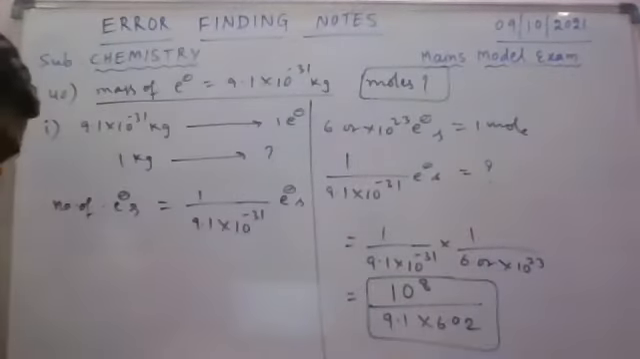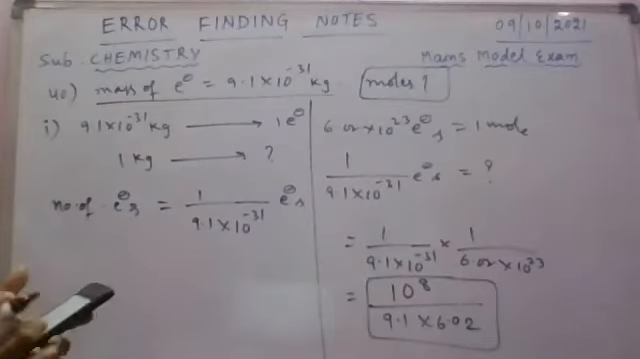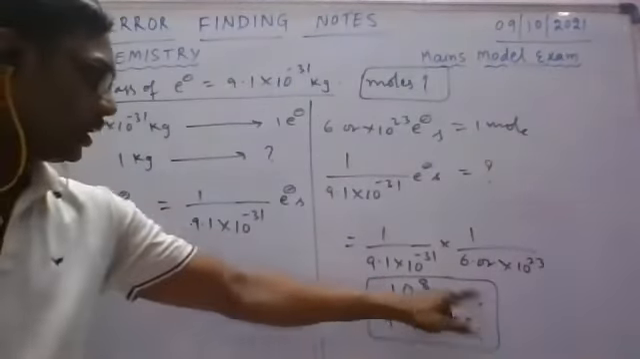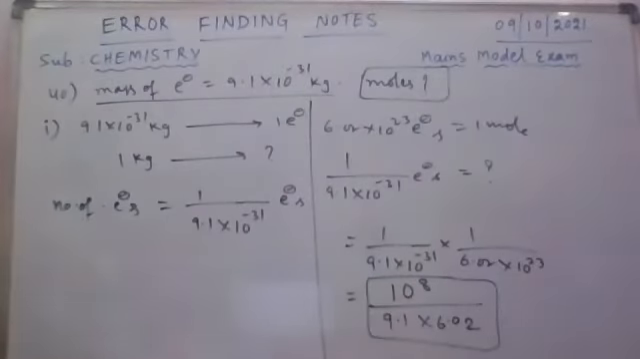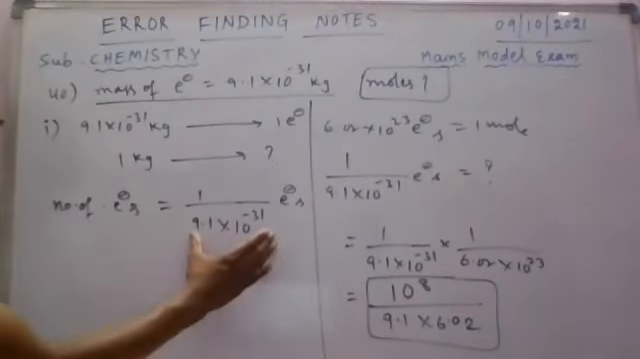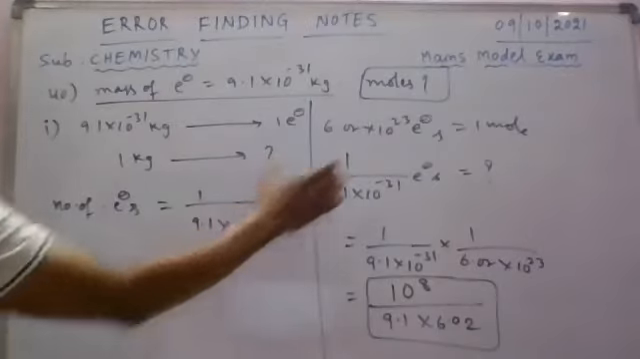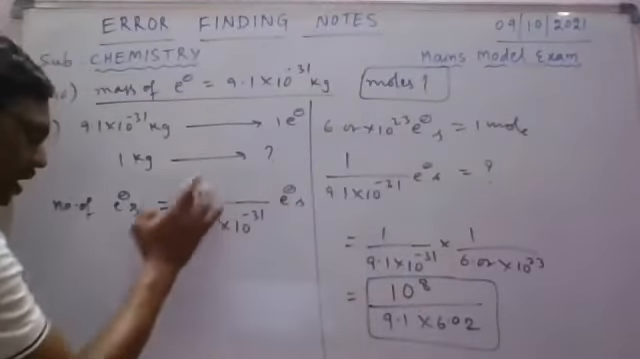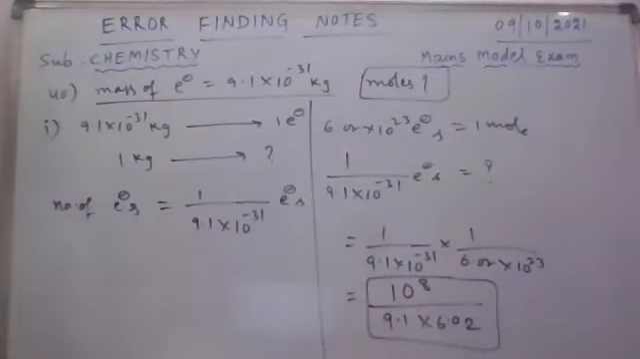This is the option given. Check the options: option 4, 1 by 9.1 into 6.023 into 10 to the power 8. Here 1 kg consists of these many electrons. 1 mole of electrons means 6.02 into 10 to the power 23. These many electrons means how many moles?